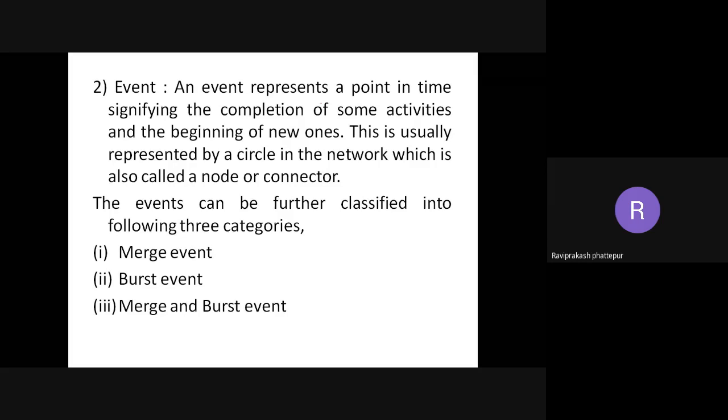Basically, it is drawn like this. I could put here 1, this is 2, and this is an activity A. So the activity A is starting from node 1 and it is reaching node 2. That means after node 1, the beginning of activity A happens, and at node 2 this particular activity will end.